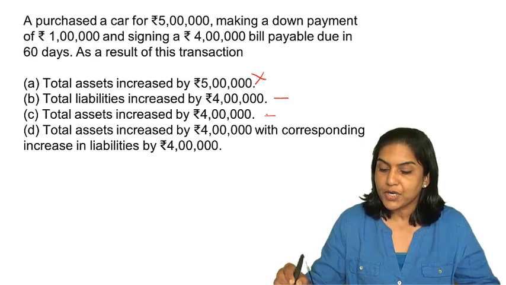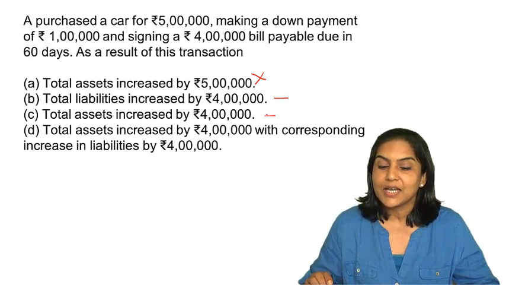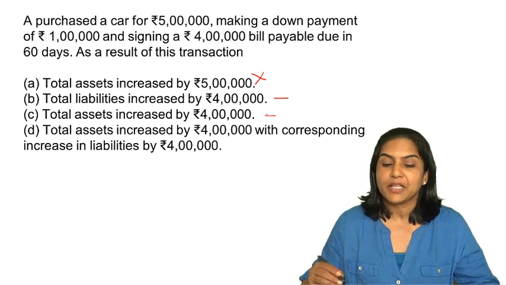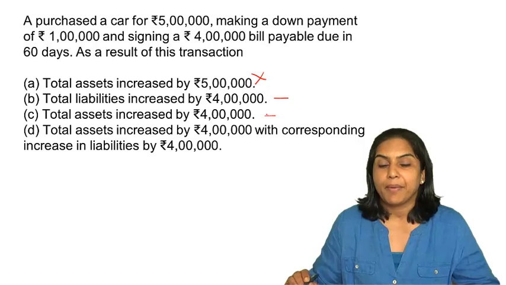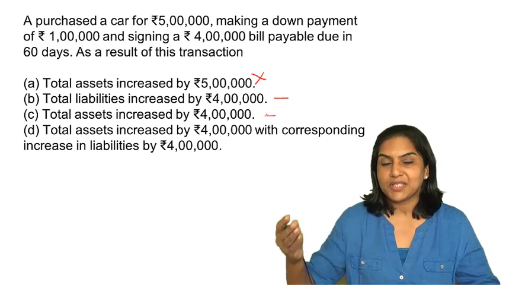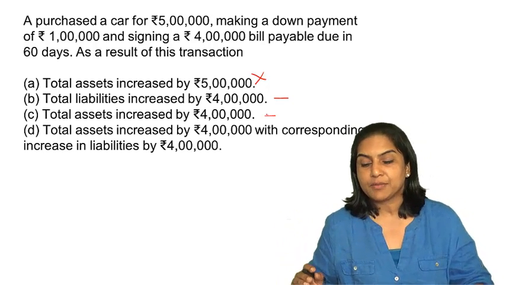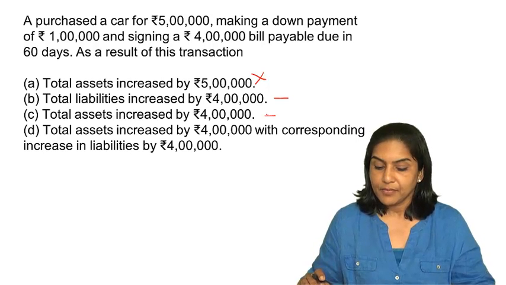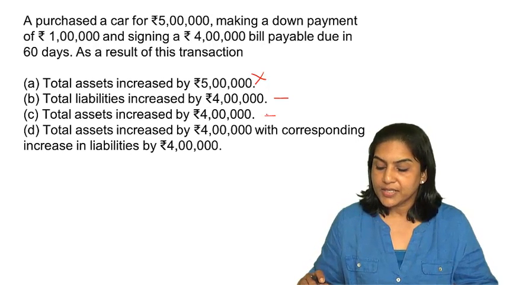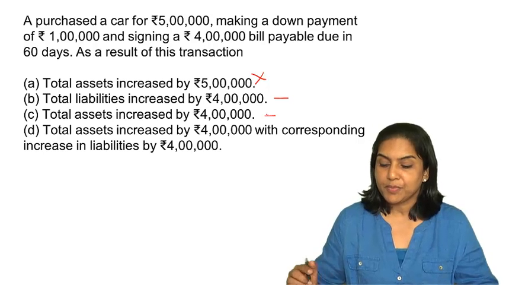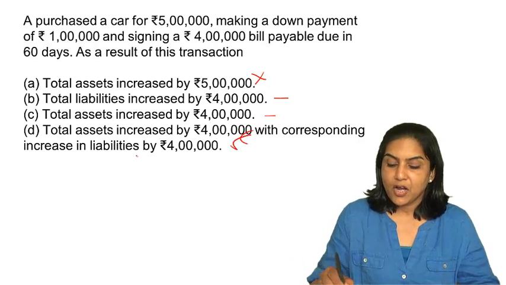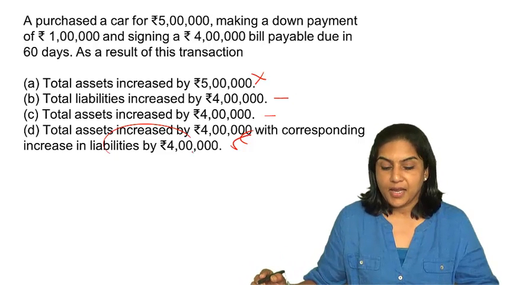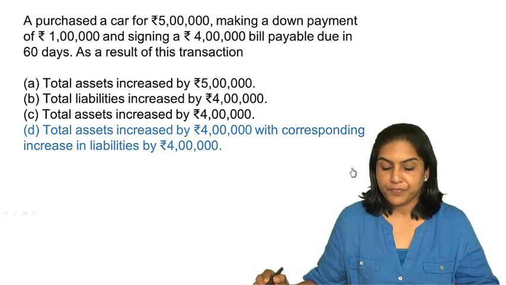Total assets have increased by 4 lakh. That is also partially correct, because total assets, car has come in for 5 lakh, increased by 5 lakh, but down payment, therefore cash has gone out by 1 lakh. Down payment means an immediate payment. The balance payment is made later. And D, total assets increased by 4 lakh, true, with corresponding increase in liabilities by 4 lakh. This is correct. Option D is the correct option.